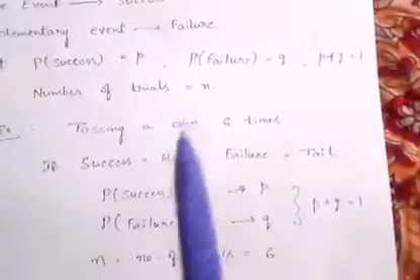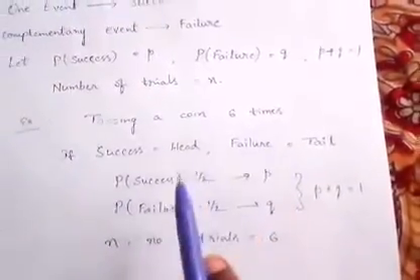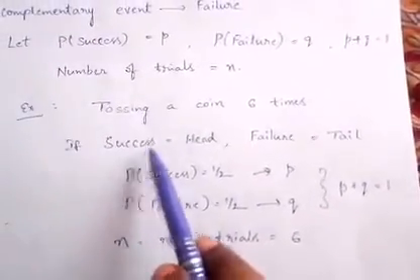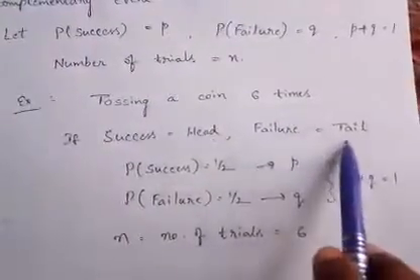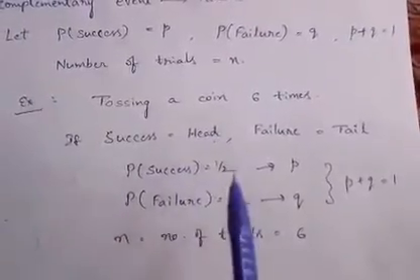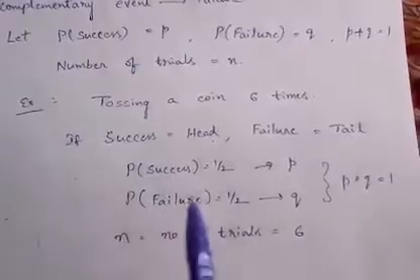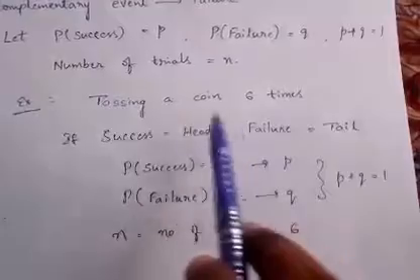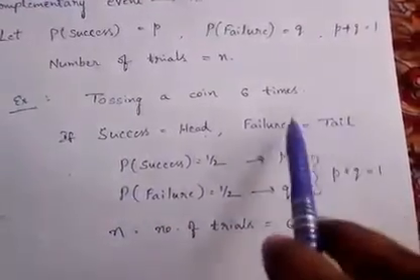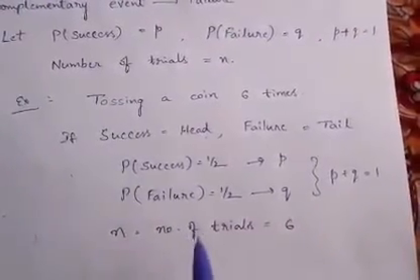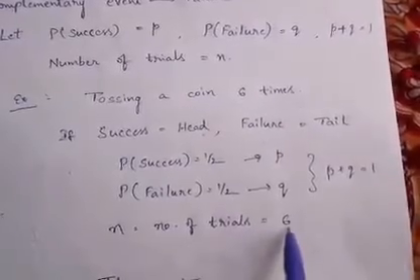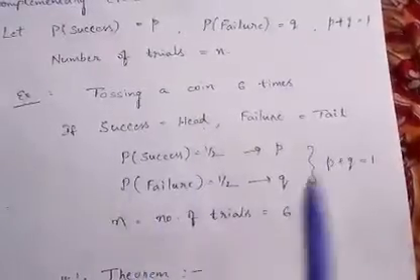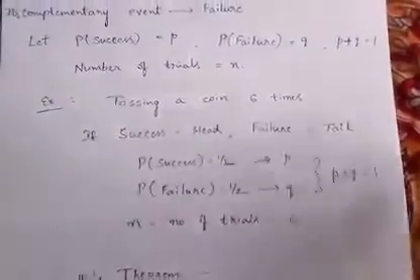For example, suppose we toss a coin 6 times. In a single trial, let us take success as head and failure as tail. The probability of head is 1 by 2. The probability of tail is 1 by 2. So clearly p plus q equals 1. This is a single trial. If we repeat the trial 6 times, these are called Bernoulli trials.